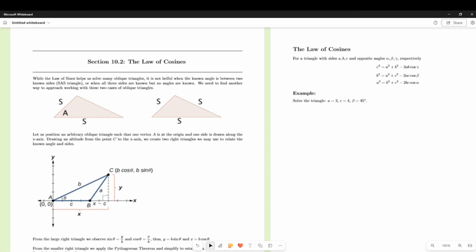All right, let's talk about law of cosines. Law of cosines structurally is a fair amount different than law of sines. Law of sines tends to be a little simpler, more straightforward. The calculations are usually quite a bit nicer. But law of cosines can handle something that law of sines cannot.